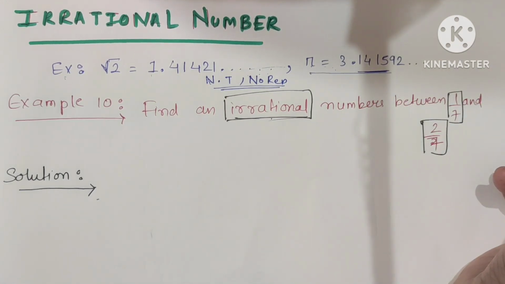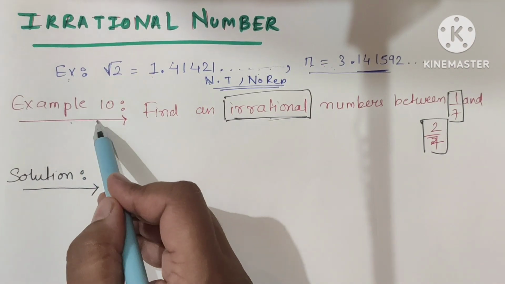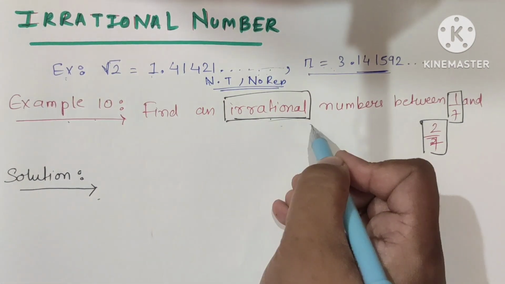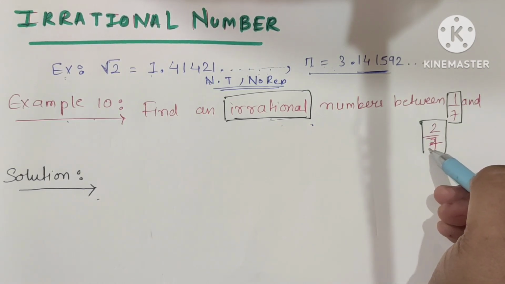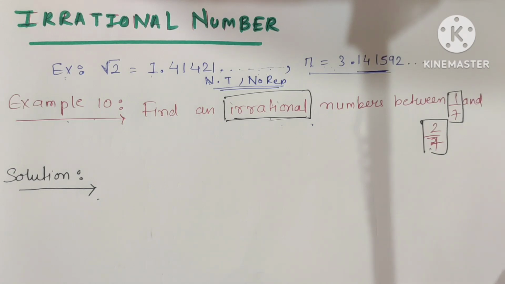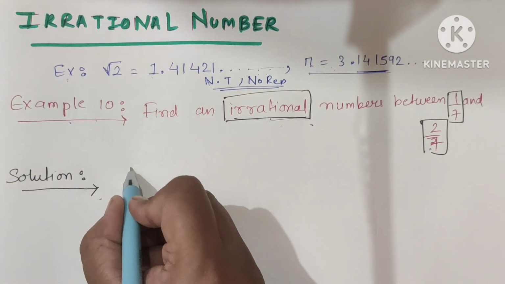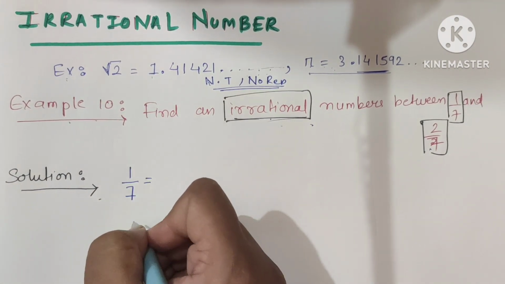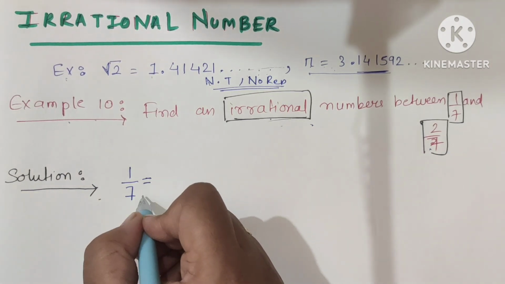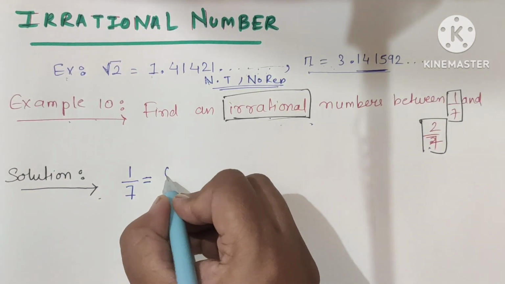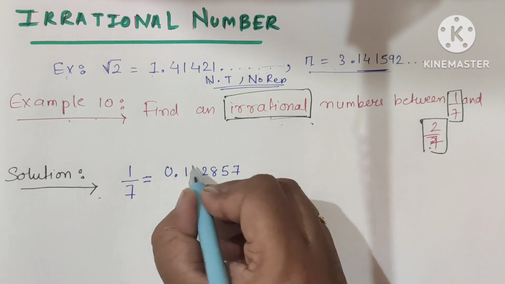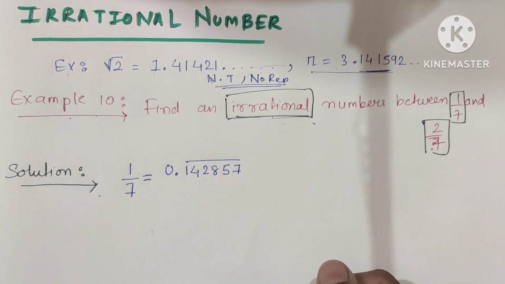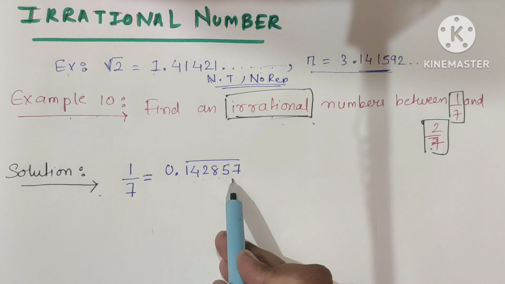Okay. Now in example 10, find an irrational number between 1 upon 7 and 2 upon 7. How are you going to fetch such numbers? Here it is simple. First you are going to take out 1 upon 7. In your example 5, you already found it is 0.142857. This is a rational number, but you have to find an irrational number.